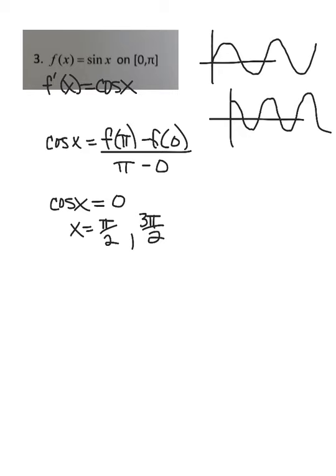Now, remember though, once you get your answer, you've got to check these answers and make sure that they fall within this domain, okay, or within this interval. And 3 pi over 2 is 270, and that's 180. So this is not in the interval that was given. So we're going to just cancel that one out, and we know then that our C value would be pi over 2.